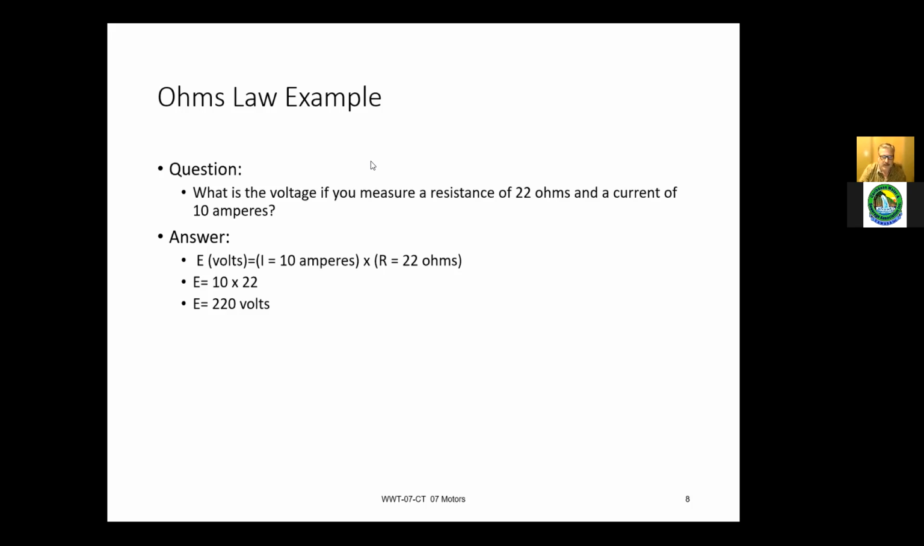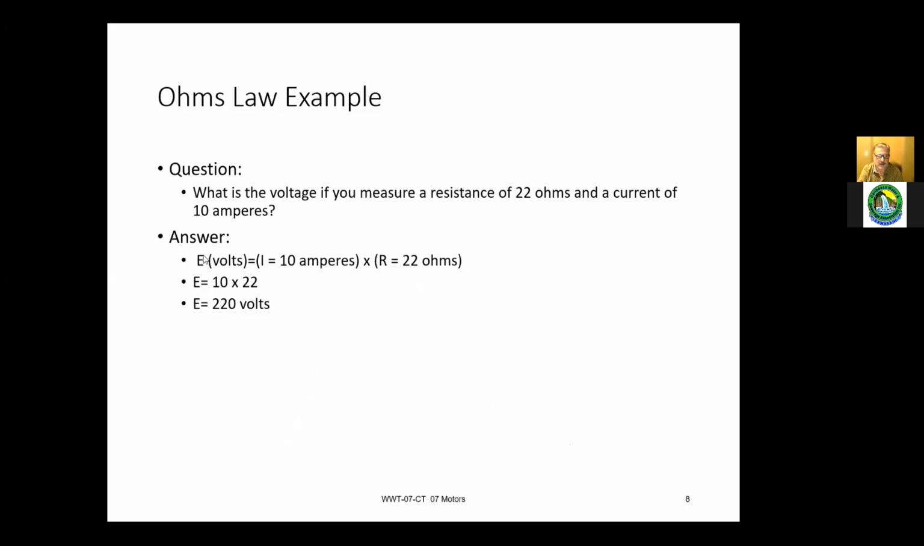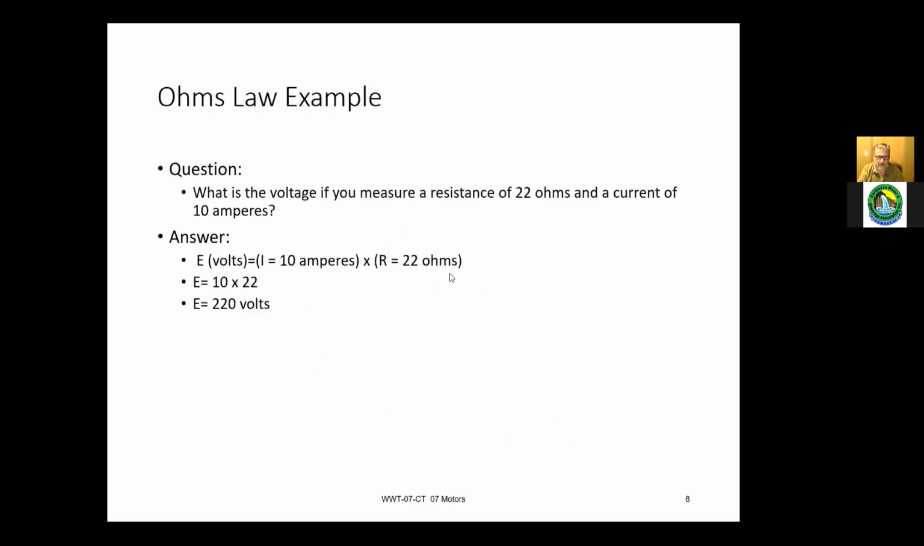Right. So, referring to the triangle that was just shown to you: what's the voltage if you measure resistance of 22 ohms and a current of 10 amps? If you go backwards, you just put the numbers into this triangle and do the calculations. So it's E over I and R. You don't know the volts, but you know the I and the R, and so to get the E, it's I multiplied by R. Amps times ohms will give you 220 volts.